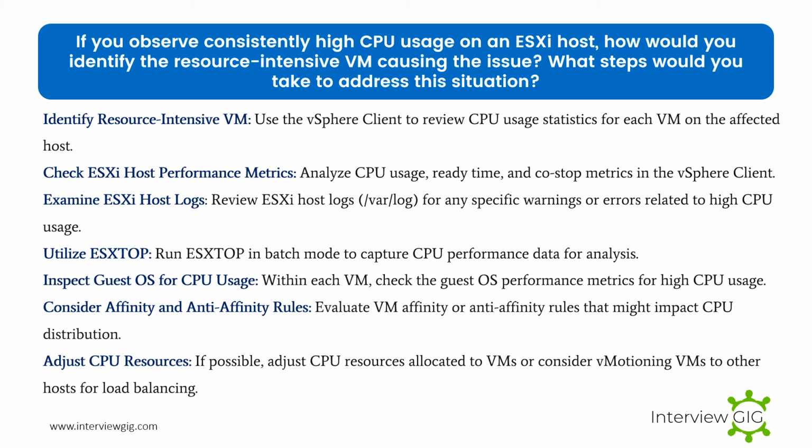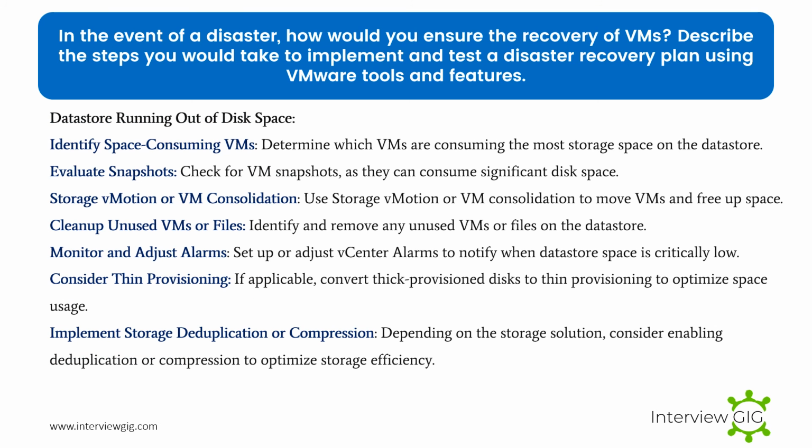Consider affinity and anti-affinity rules. Evaluate VM affinity or anti-affinity rules that might impact CPU distribution. Adjust CPU resources. If possible, adjust CPU resources allocated to VMs or consider vMotioning VMs to other hosts for load balancing. In the event of a disaster, how would you ensure the recovery of VMs? Describe the steps you would take to implement and test a disaster recovery plan using VMware tools and features.